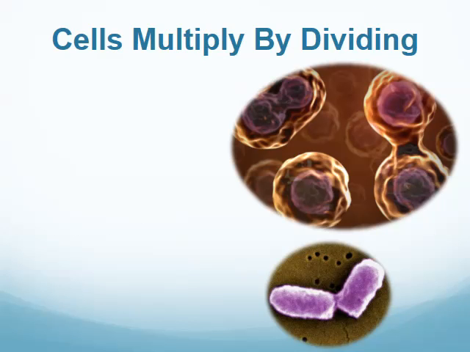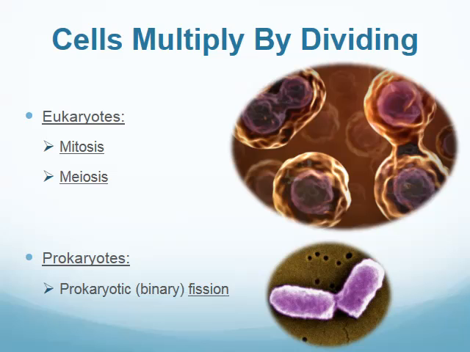Cells multiply by dividing. In eukaryotes, we go through the process of mitosis and meiosis. In prokaryotes, they go through the process of prokaryotic or binary fission. We talked about binary fission before. That's basically just the cell splitting itself in half.